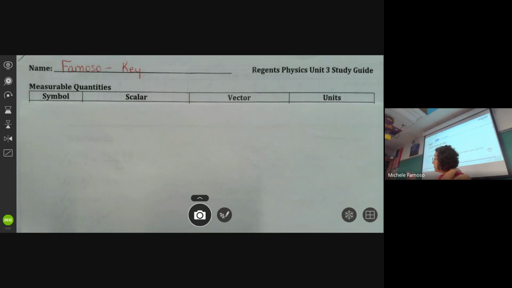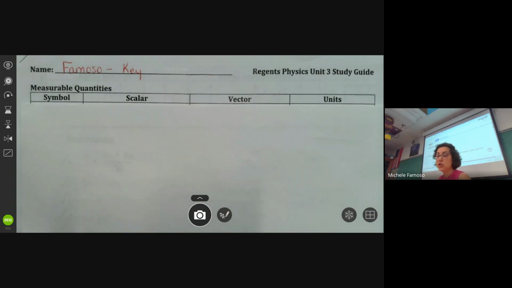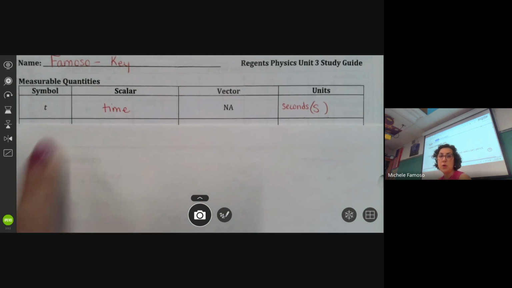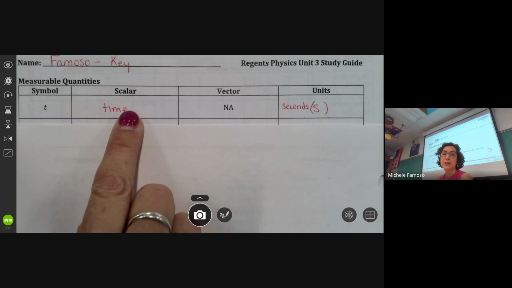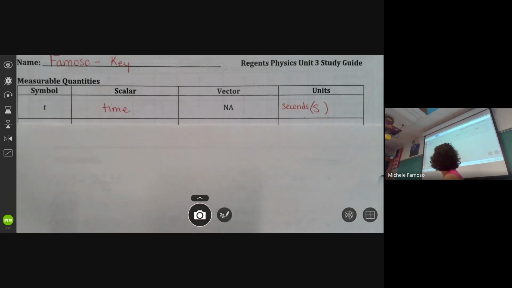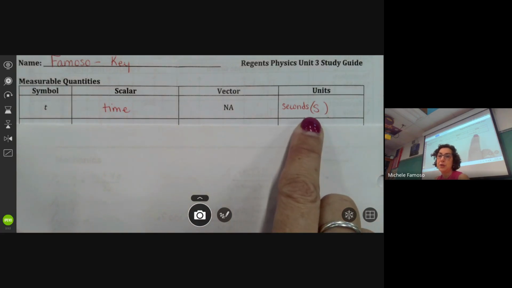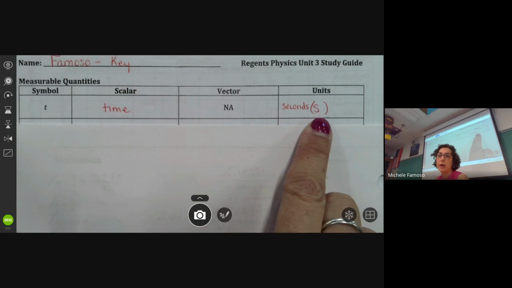Okay? Ms. Moso, on the test, will you have to do ticker tape diagrams? Sure. They were in Unit 3. Absolutely. Okay, so let's check your study guide here. So starting with the quantities, you should know that lowercase t stands for the variable time. And it is never going to be a vector. It's always measured in the units of seconds, which we abbreviate with a lowercase s.